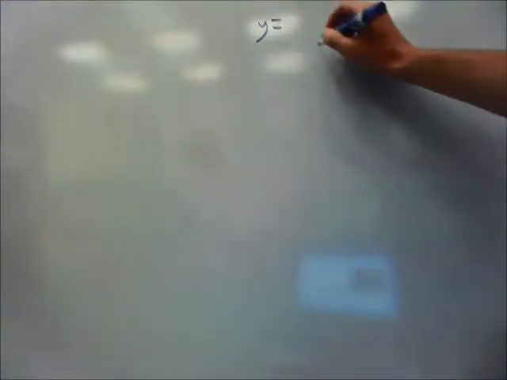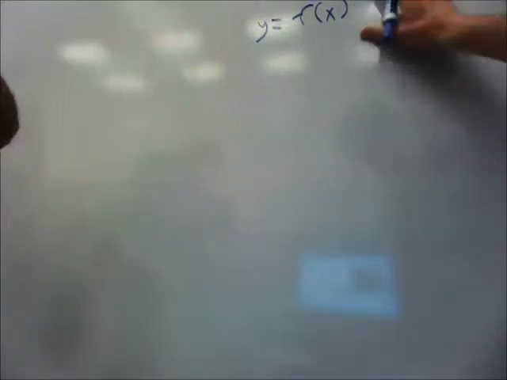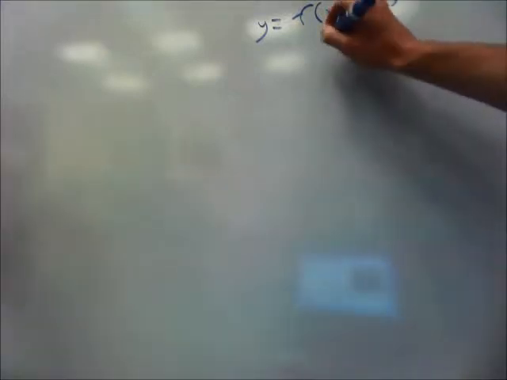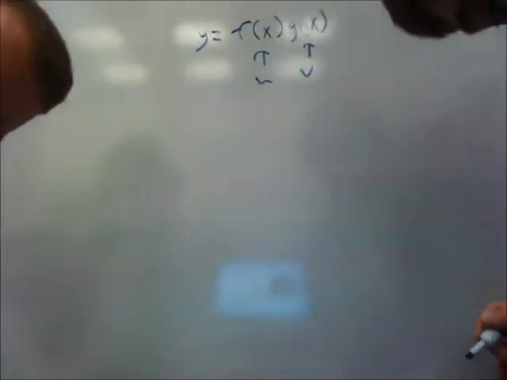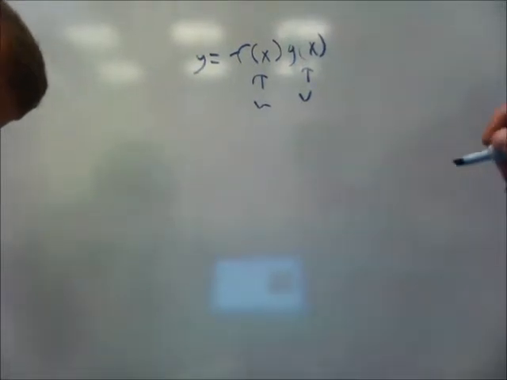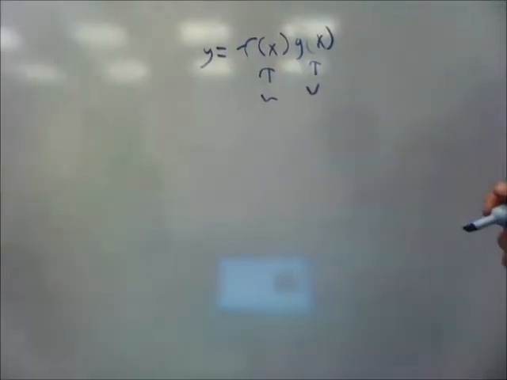You've got y equals, let's say, f of x and g of x right here. They could also be said as u and v.